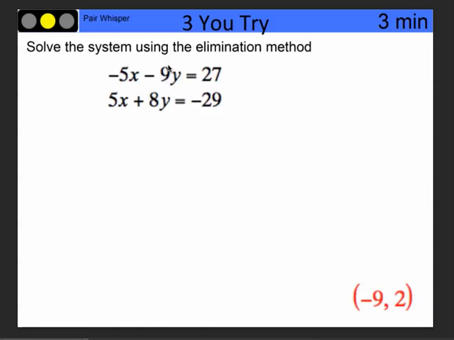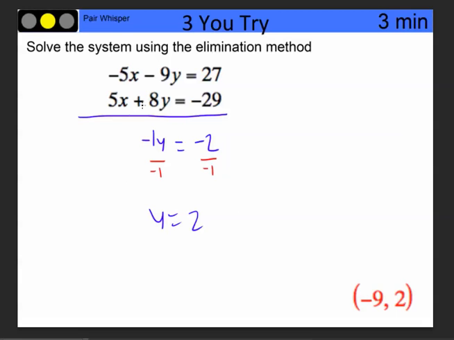Again, you can eliminate either y's or x's. In this case, I think the x's look a little bit easier. Pause the video now. Alright, when we add these together, -5x and 5x make 0, -9y and +8y make -1y, 27 minus 29 makes -2. Divide both sides by -1, and we're left with y equals +2.